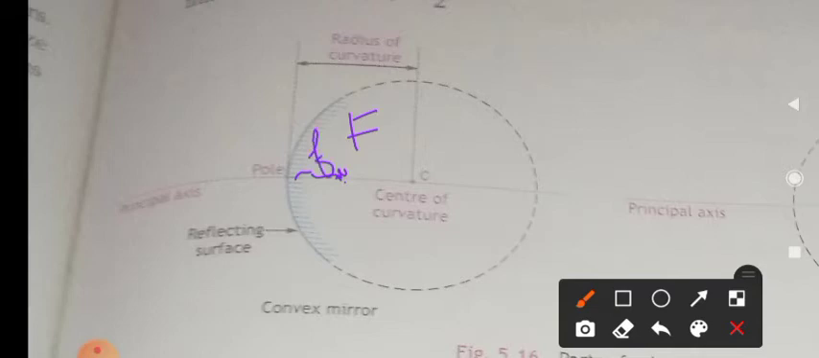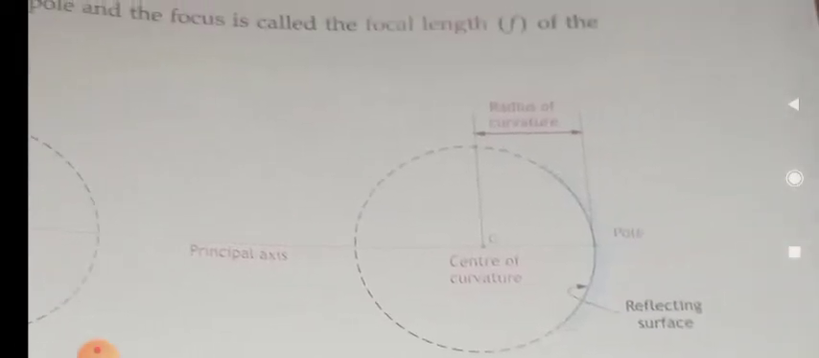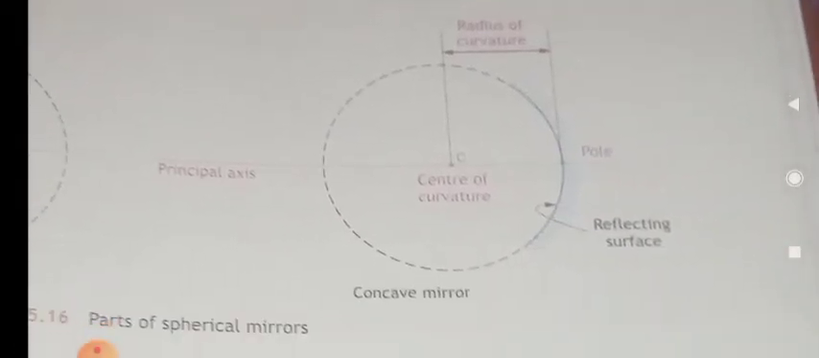It is denoted by small f. So f is equal to what? Radius divided by 2, right? Focal length is equal to the radius of curvature divided by 2, or half of the radius of curvature. Is it clear, children? The same thing holds for the concave mirror also, and the same points can be remembered.